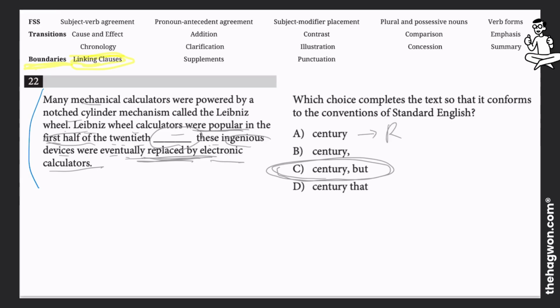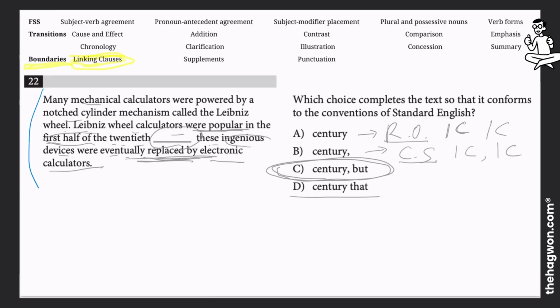This would cause what's called a run-on sentence, because you're joining two independent clauses without anything. And choice B is what we commonly call a comma splice. Comma splice meaning joining two independent clauses with a comma. These are bad sentences.